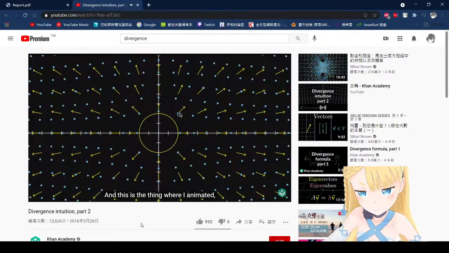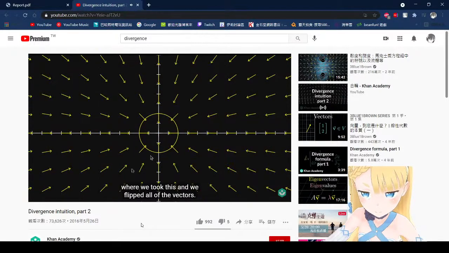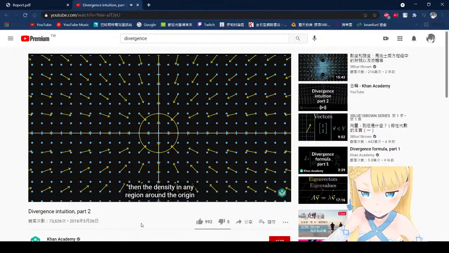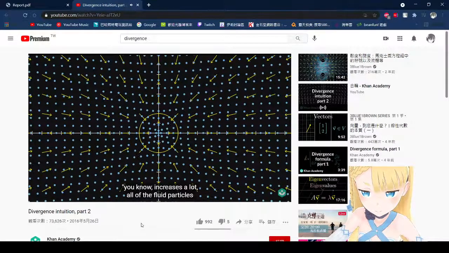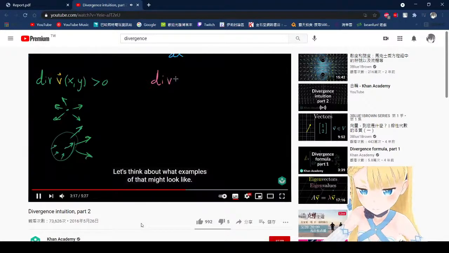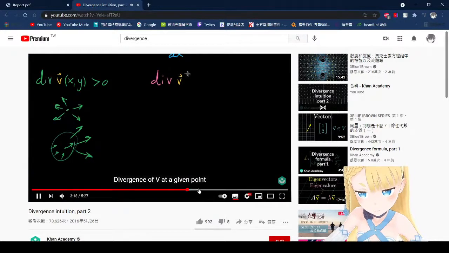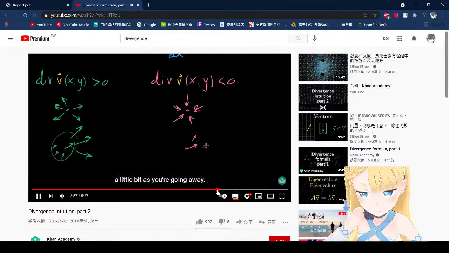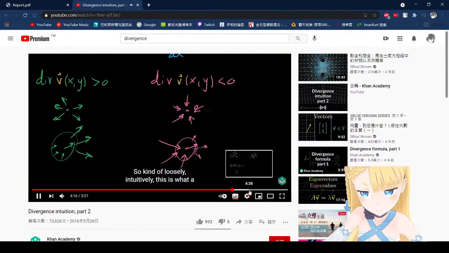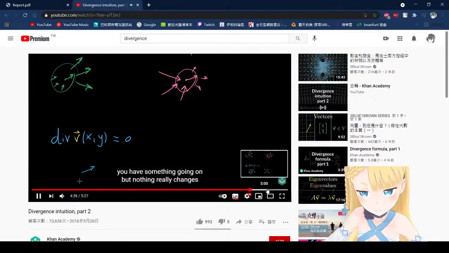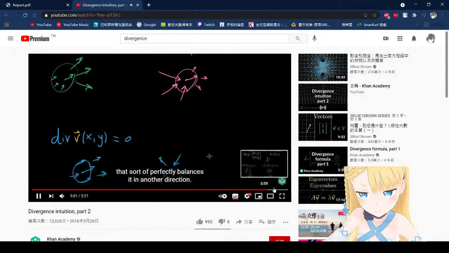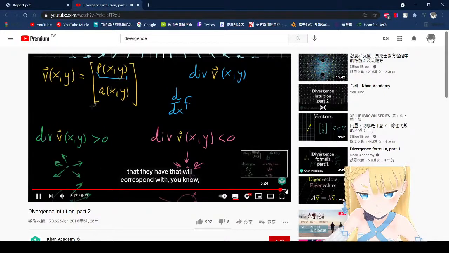And this is the thing I animated, where we took this and flipped all of the vectors and said, if you start playing the fluid flow, then the density in any region around the origin increases a lot. All of the fluid particles tend to converge towards that. So loosely, intuitively, you have something going on, but nothing in a manner that perfectly balances it.